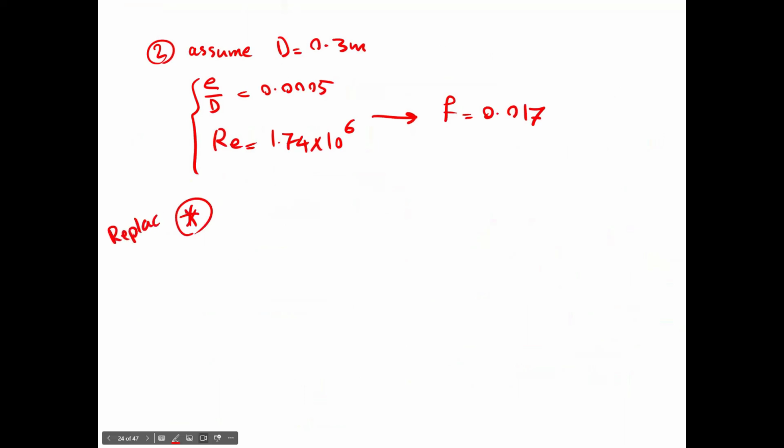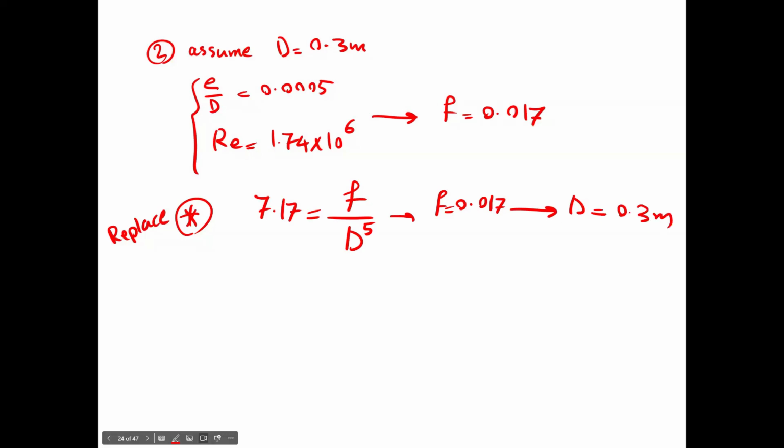Replace in the star. What was the star? 7.17 equal to F over D power to 5. F equal to 0.017. We will end up with D around 0.3, yes, which is the correct answer.